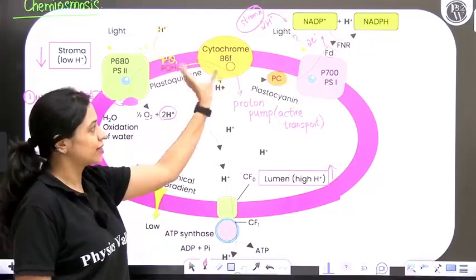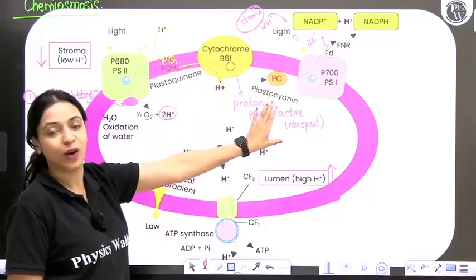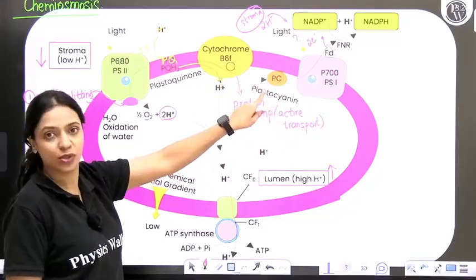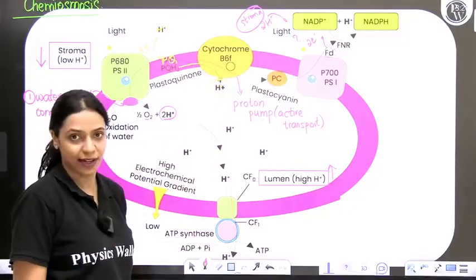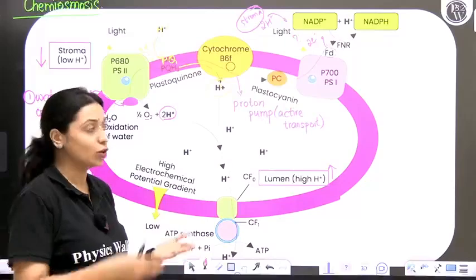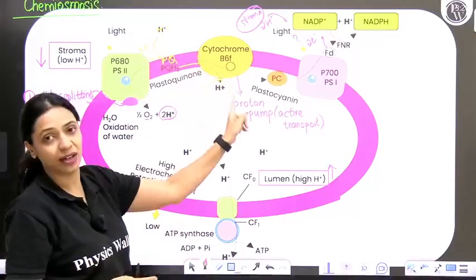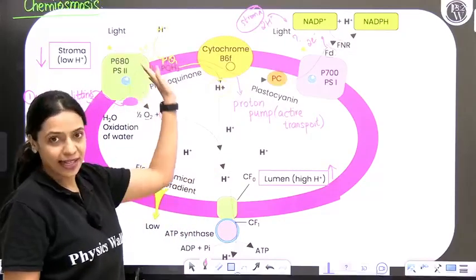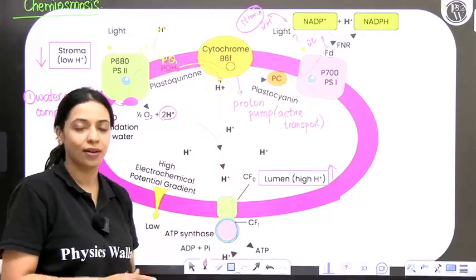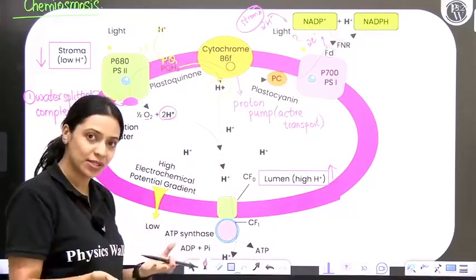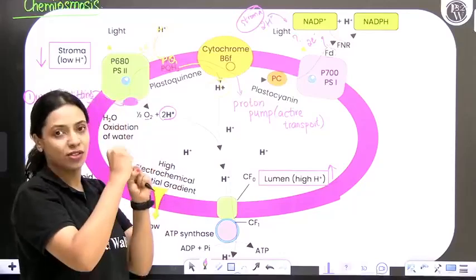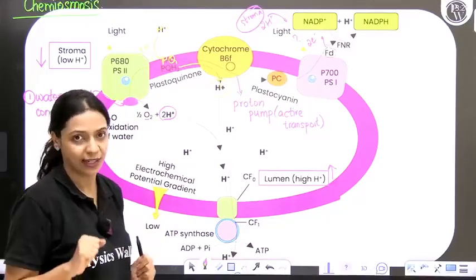That is done by the cytochrome B6F complex. That is why we're calling it a proton pump. Pump is only used when it's active transport. Otherwise, we don't call it a pump. Now, where is this getting its energy from? It's getting its energy to pump protons from this electron transfer itself. As the electron transfer is happening downhill, whatever energy it gets from this movement of electrons, it will use that energy and pick up protons from the stroma and pump it inside the lumen.